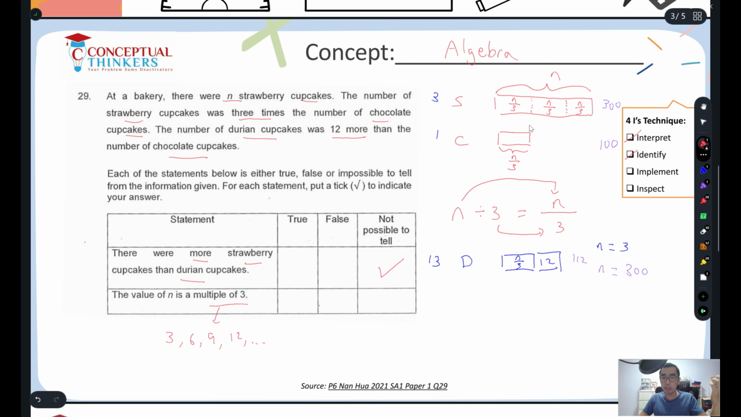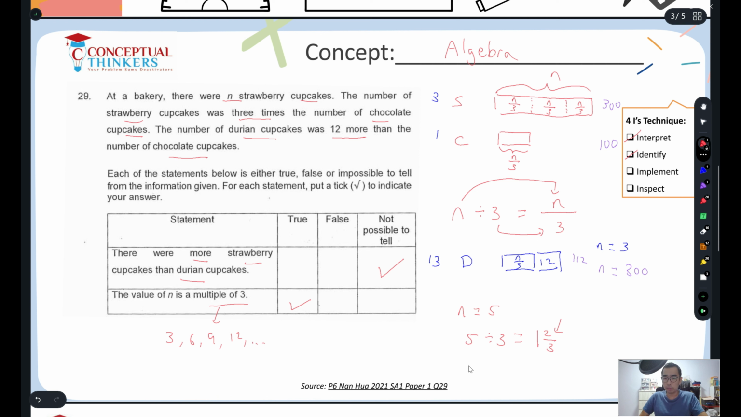So what we know is the cupcake must be in whole numbers. Now the only concern here is our chocolate. You notice that chocolate is always n divided by 3. If n is not a multiple of 3, let's say 5, then 5 divided by 3 gives 1 and 2/3. There's no one who's going to buy 2/3 of a cupcake, right? So that's why n has to be a multiple of 3, so that the quantity for our chocolate will always be a whole number.